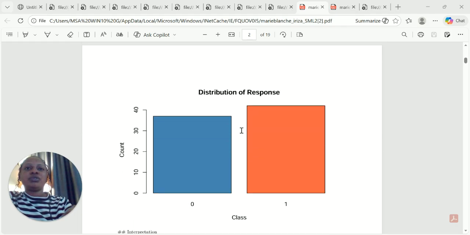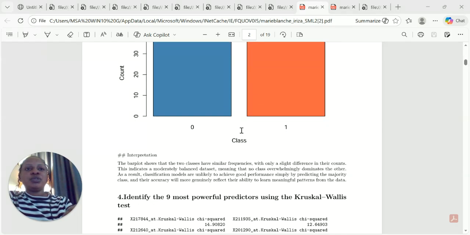So the distribution of my response variable showed that the classification models are unlikely to achieve good performance simply by predicting the majority class, and the accuracy will generally reflect the ability to learn more meaningful patterns from the data.